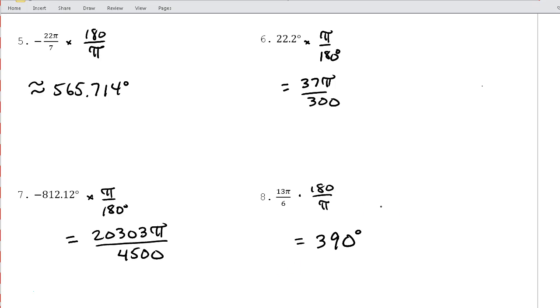So again, if you have any questions about these, make sure you write them down if you're not in class, and ask me about them later. Alright, so that's the end of this video. In the next video, we're going to start talking about coterminal angles, and we'll see you there.